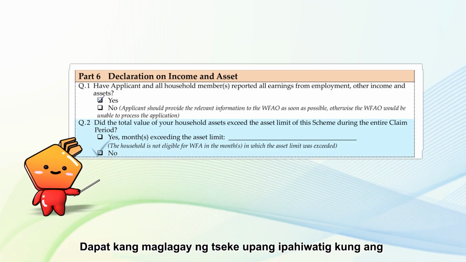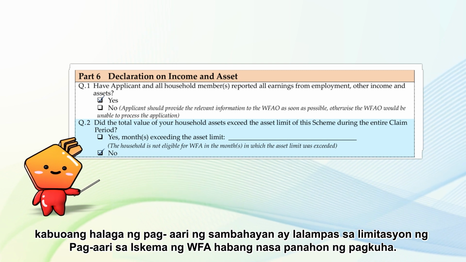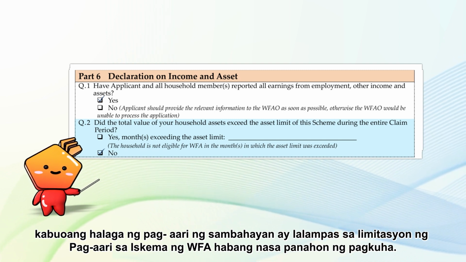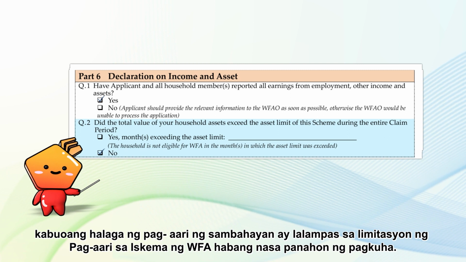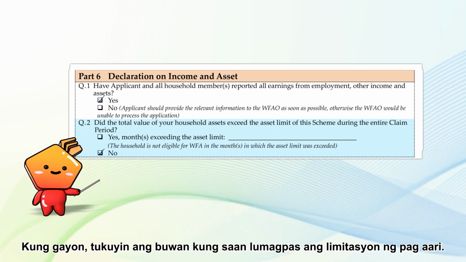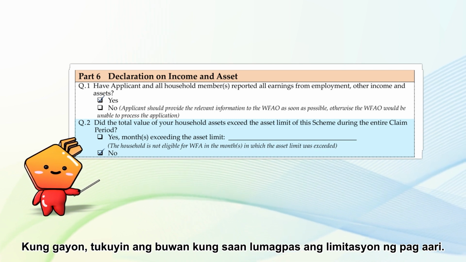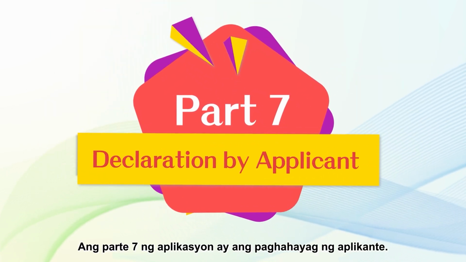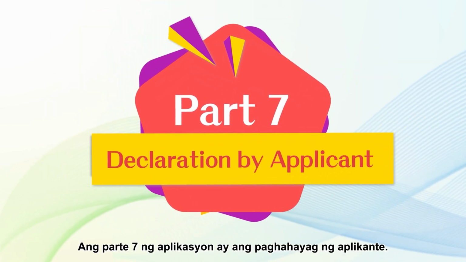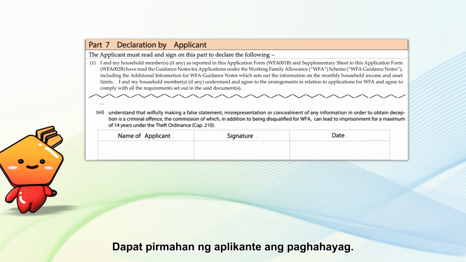You should put a tick to indicate whether the total asset value of the household exceeded the asset limit of the DUFA scheme during the entire claim period. If so, specify the months in which the asset limit was exceeded. Part 7 of the application form is Declaration by Applicant. Applicant must sign the declaration.